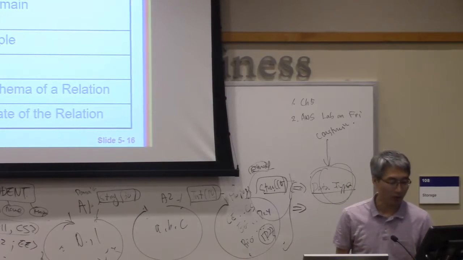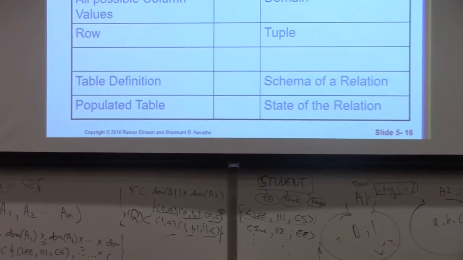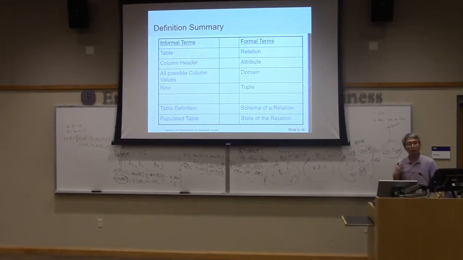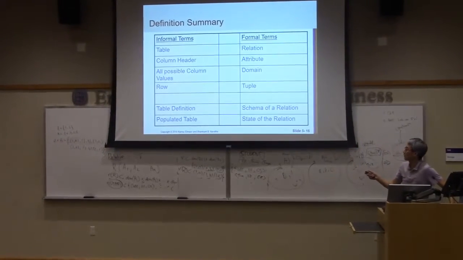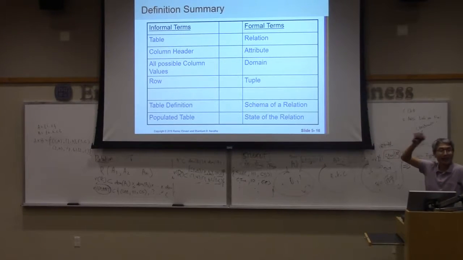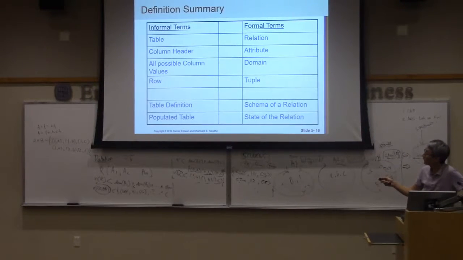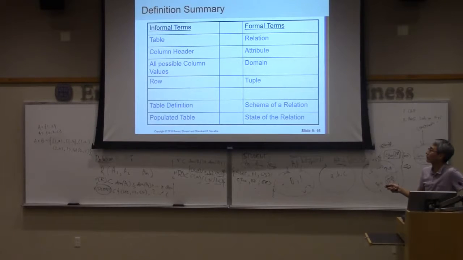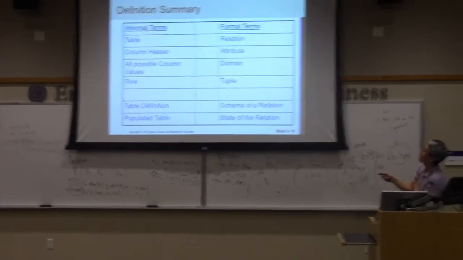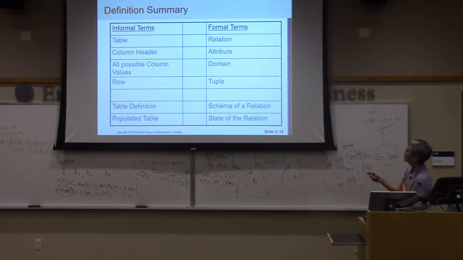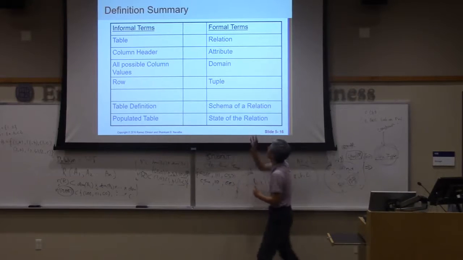Before that, this is a summary of the relational model compared to the informal terms. If you look at the left-hand side table, we know what a table is. A table is like an Excel sheet, with columns and rows. The column header, if we are using Microsoft Excel, is the first A, B, C like that. We are familiar with this terminology, but our relational model is very similar with different names. For the table, relation; for the column, attribute; the possible values, domain; instead of row, we use tuple; the table definition is a schema; and populating the table, creating the data, is actually the Cartesian product. This is called the state of the relation.